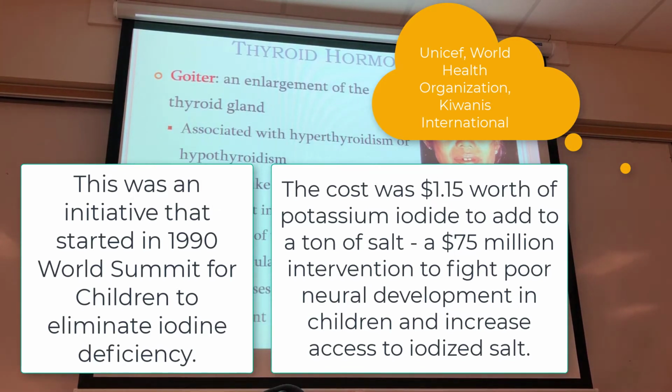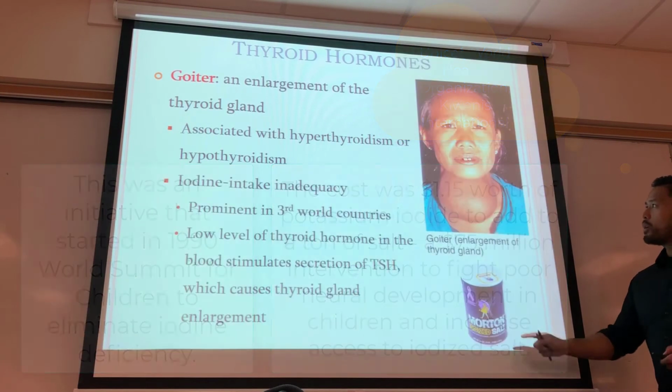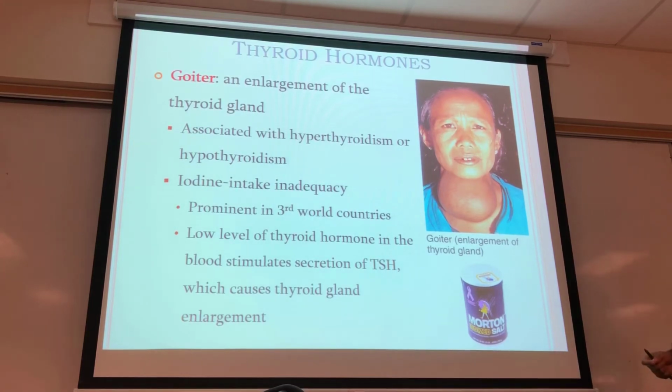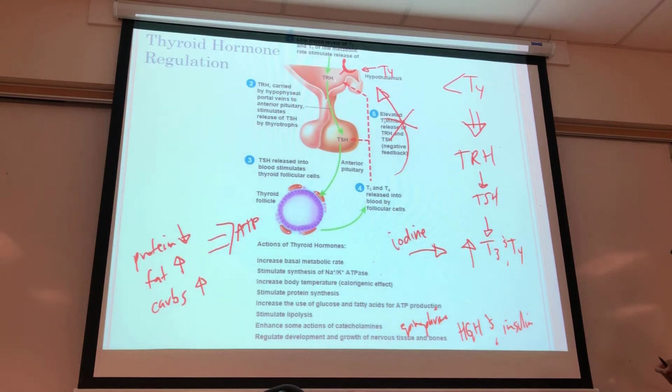So if they introduce it into salt, people eating iodized salt would bring their metabolism back to normal, as long as that iodine can produce T3 and T4, it can come back and turn off the production of TRH, which will limit the production of TSH and therefore maintain regular thyroid function.